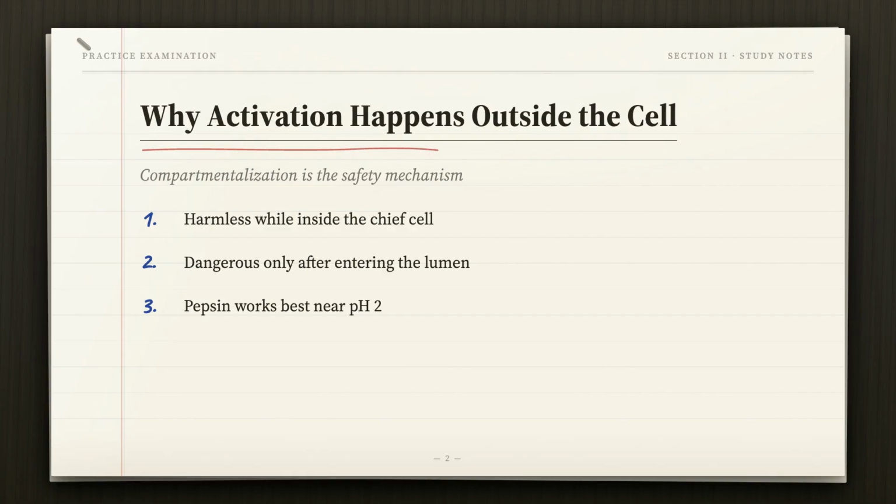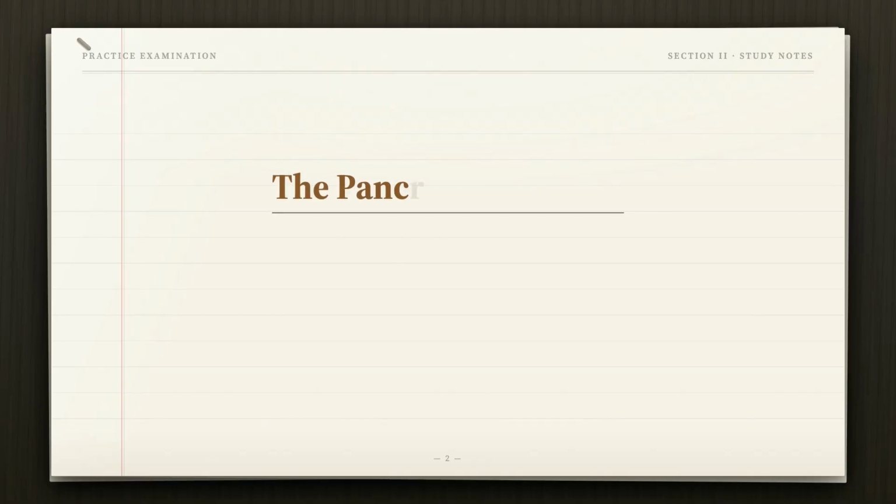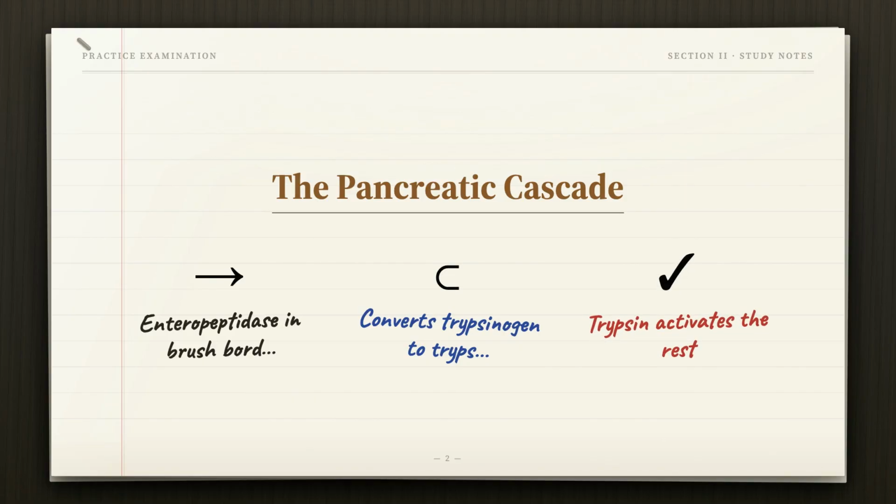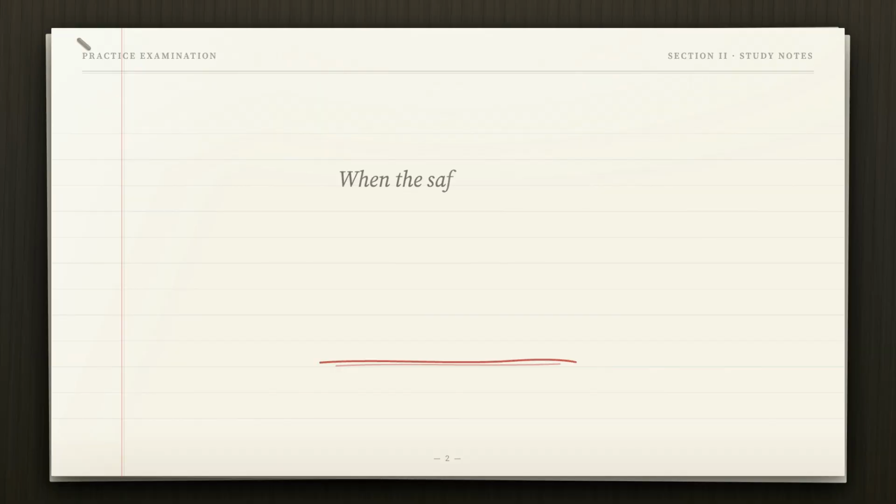Pepsin also has an unusually narrow working window, functioning best near pH 2 and shutting off as pH rises entering the duodenum. The pancreas uses the identical strategy on a larger scale. Trypsin, chymotrypsin, and carboxypeptidase are all secreted as zymogens. An enteropeptidase in the duodenal brush border converts trypsinogen to trypsin, which then activates the remaining enzymes. Placing that trigger in the intestinal wall means the cascade cannot begin until the enzymes have arrived where they belong.